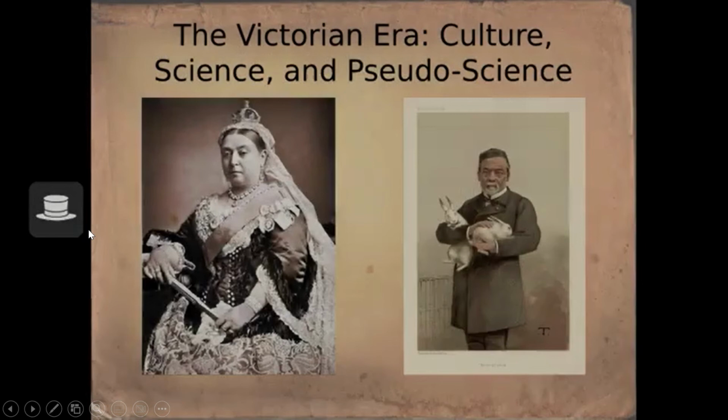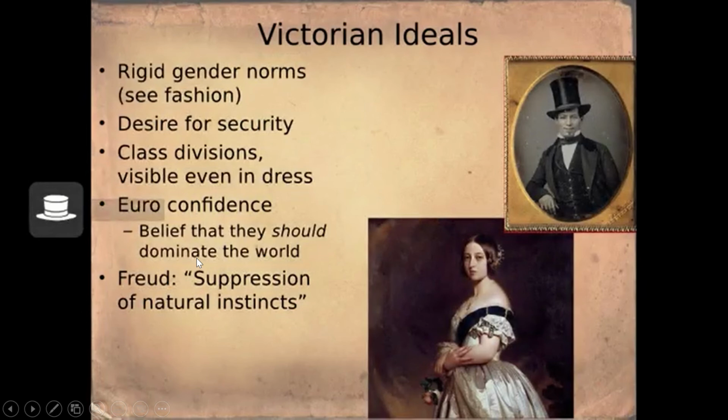Oh my gosh. And also, you end up with a lot of things expressed in racial terms, and that's going to become a definite problem as well. Like I said, Victorian ideas revolve around rigid gender norms, and that's the point we're getting from these 2 images that you can see here. You can see the top hat, and the women had to wear dresses with all these layers, very stereotypical. There was a desire for security.